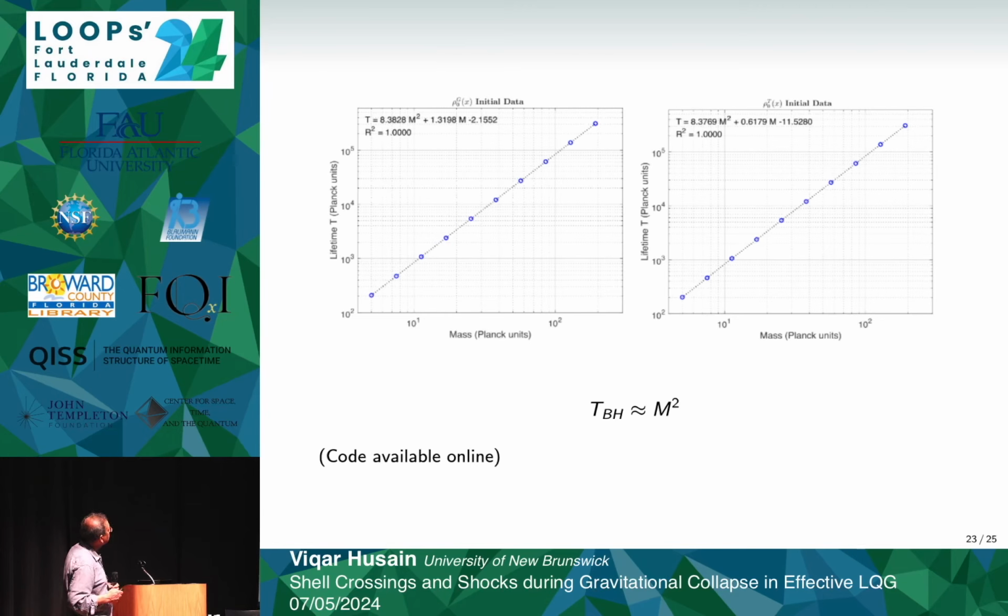And this is a fit to it. The other thing to notice is in this black hole lifetime, this coefficient for the two different types of data numerically determined is almost identical. T equals this 8.3, et cetera, m squared. Same thing over there. So what we're finding with these particular choices for this model is that the lifetime of trapped surfaces is proportional to m squared.